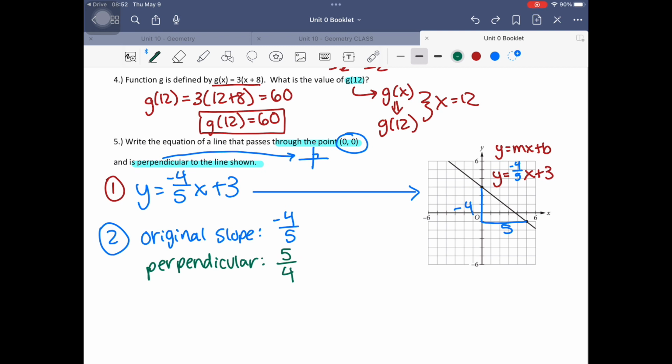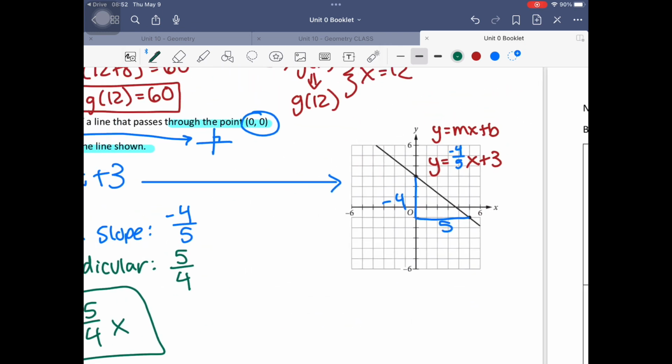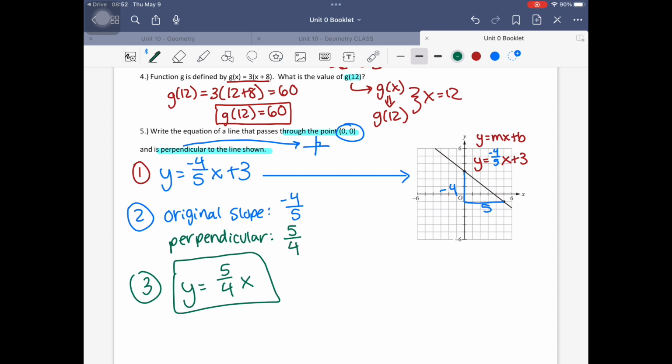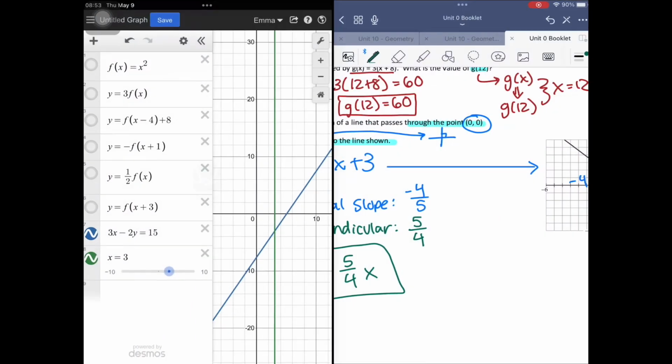If it goes through 0, 0 right here, that means that is going to be the y-intercept. So when writing my equation, y is equal to, we said it would be 5 over 4x, and it needs to go through 0, 0. That would be our y-intercept. That would be your equation. Do I need plus 0? No. So this would be okay. And we can also graph that too if we really wanted to, but that would be your line that is perpendicular. And if we want to check, let's go over to Desmos again.